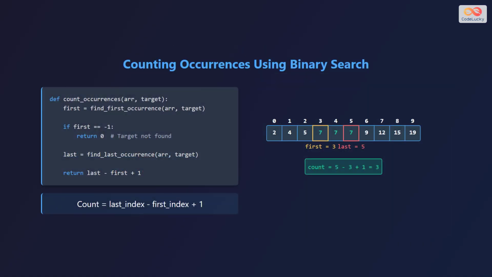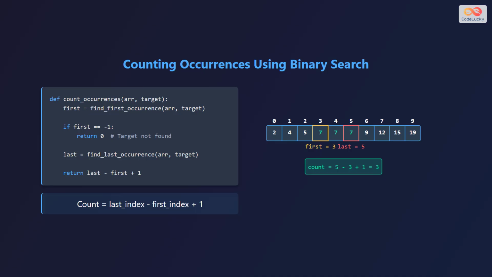To find the number of occurrences of a target value in a sorted array, you can combine the techniques for finding the first and last occurrences. The approach is to first find the index of the first occurrence, then find the index of the last occurrence, and use these indices to calculate the total count. If the first occurrence is not found, it means the target is not in the array, and the count is 0. Otherwise, the count is calculated as the last index minus the first index plus 1. This formula gives the total number of times the target appears in the array.